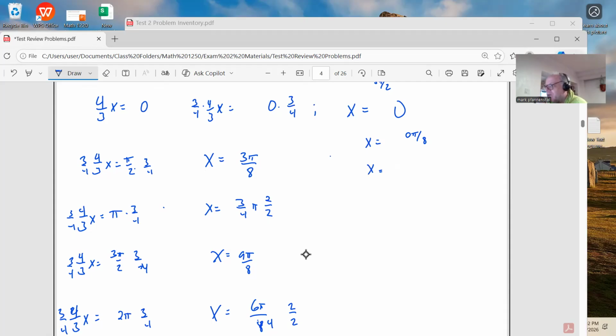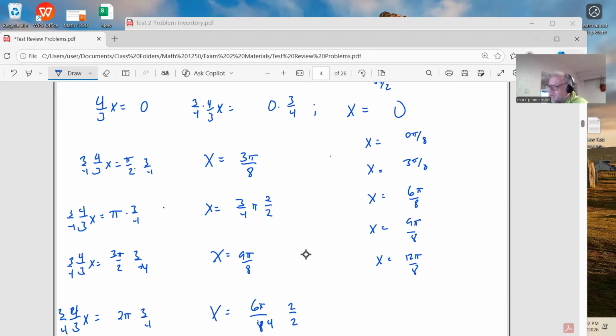X is equal to 3 pi over 8. X is equal to 3 times 2 is 6 pi over 8. And then we have x is equal to 9 pi over 8. And then finally, x is equal to 6 times 2 is 12 pi over 8.